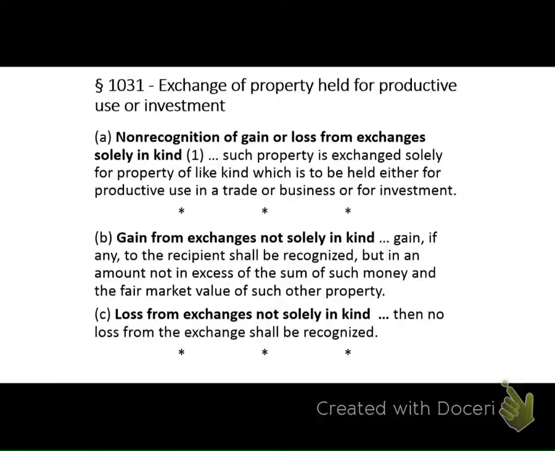How do we know how much gain I've realized? We use our formula under 1001(a). Amount realized minus adjusted basis equals gain. A negative number would then give us a loss.